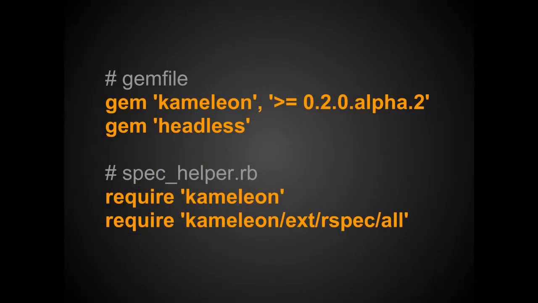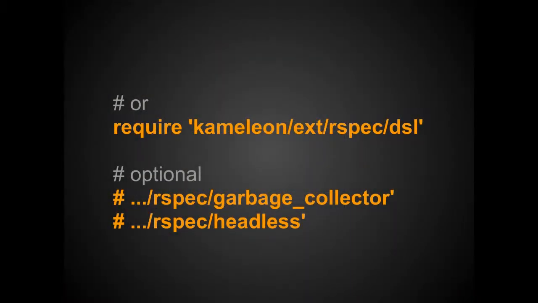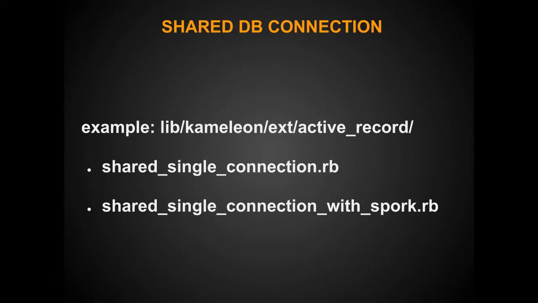How to configure Chameleon: dependencies are distributed as a gem, and the only 2 files that need to be loaded are Chameleon and Chameleon RSpec, all if you want all the stuff loaded, or just the DSL. The garbage collector and the headless configuration are optional because they are not enabled by default. Shared DB connection, there's a simple trick for that. I have examples for Spork and for when you're not using Spork, how to make it work properly.